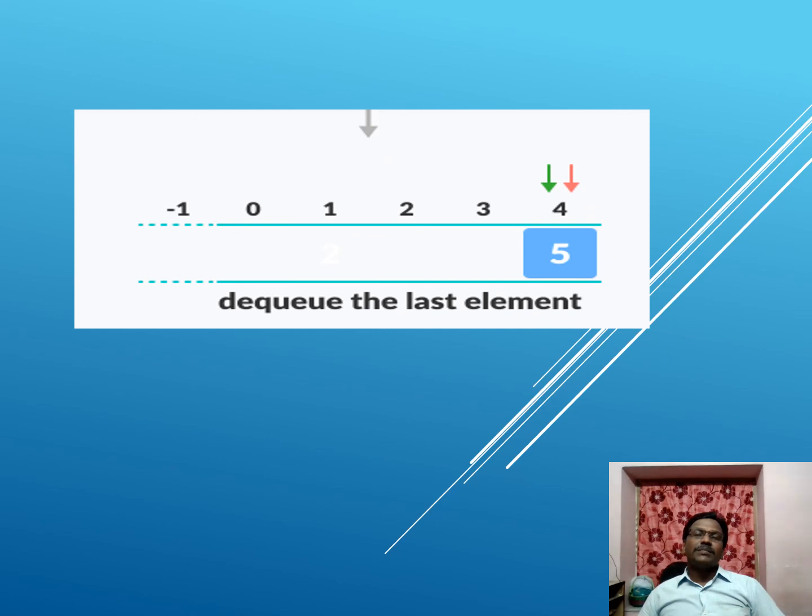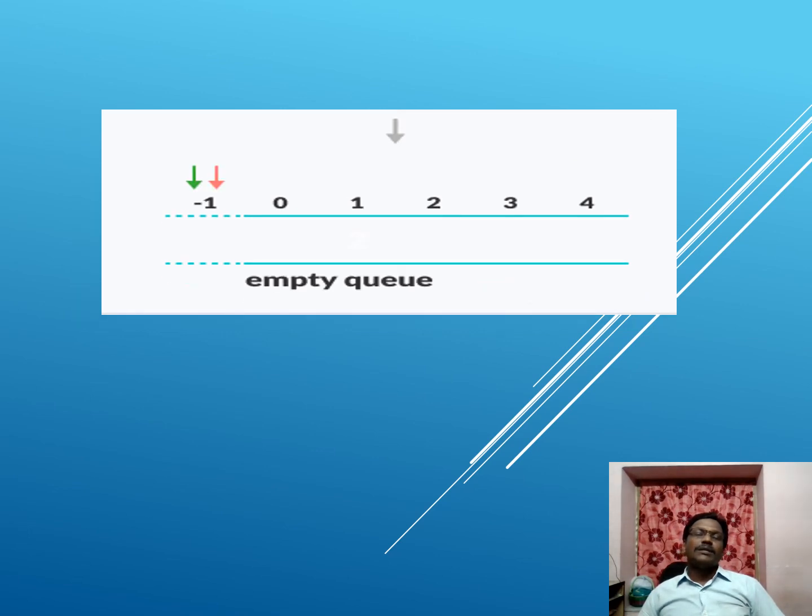In the same way, you can perform the second and third DQ operations, increasing the front position. So now the front and rear positions have the same value, that is 4. Then again, when we perform the DQ, that element is also deleted. Again the values become -1. It means there are no values in the queue, so it is represented as -1 because there are no elements in the queue. Thank you.